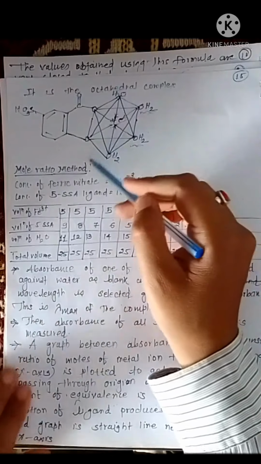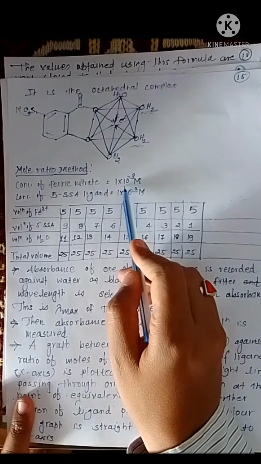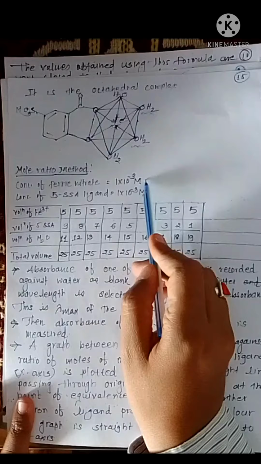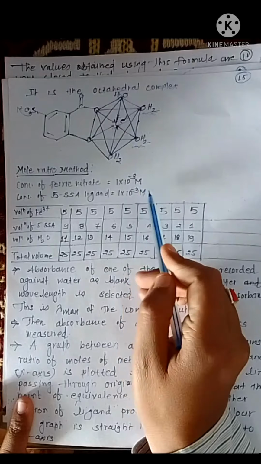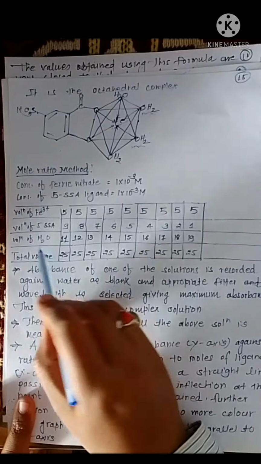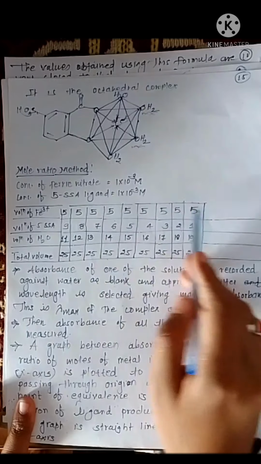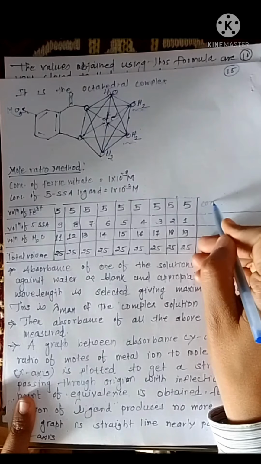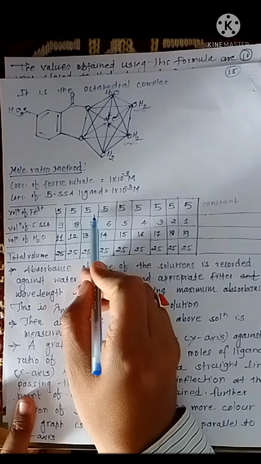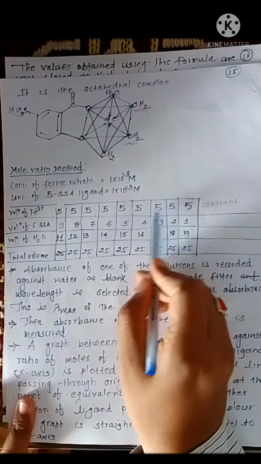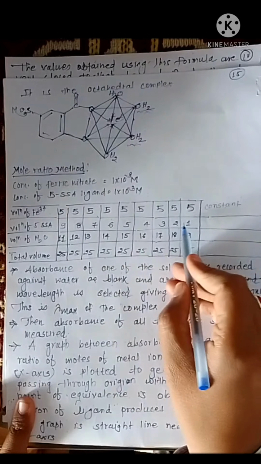Now we are going to see the mole ratio method. The concentration of ferric nitrate, that is Fe3+ ion, is in this case also 10 raised to the power minus 3 molar, and the concentration of the 5-sulfosalicylic acid ligand is also 10 raised to the power minus 3 molar. Now see this table. The volume of Fe3+ taken in every test tube is constant, always 5 ml, but the volume of 5-SSA, that is 5-sulfosalicylic acid, is varying.